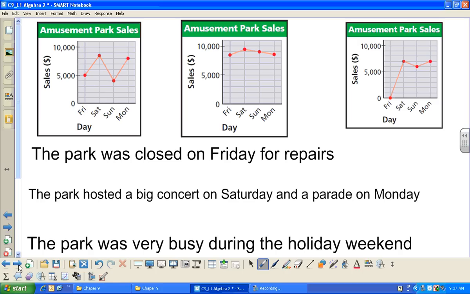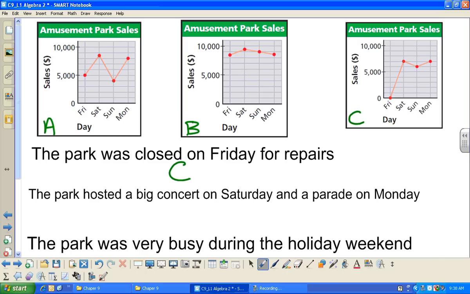First, I have 3 different graphs. I'm going to be labeling them A, B, C. I have to match these graphs with the different sentences that I have given. The first one is, the park was closed on Friday for repairs. Without even looking at the graphs, if the park was closed Friday, that means they didn't have any sales on Friday. Looking at the 3 graphs, I know that the only possible choice is C.